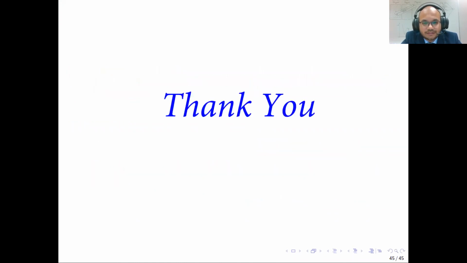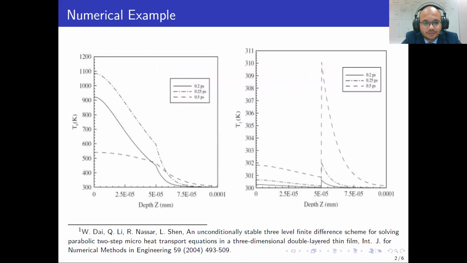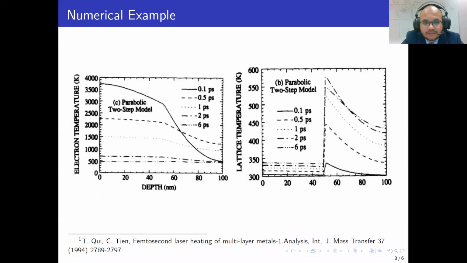Let me show the results. So that was the result for the linear one dimension, and for the nonlinear case, that was the nonlinear, and this is for the nonlinear case.